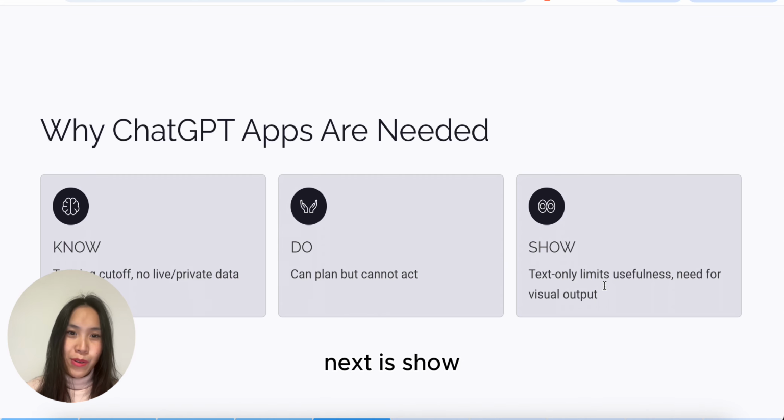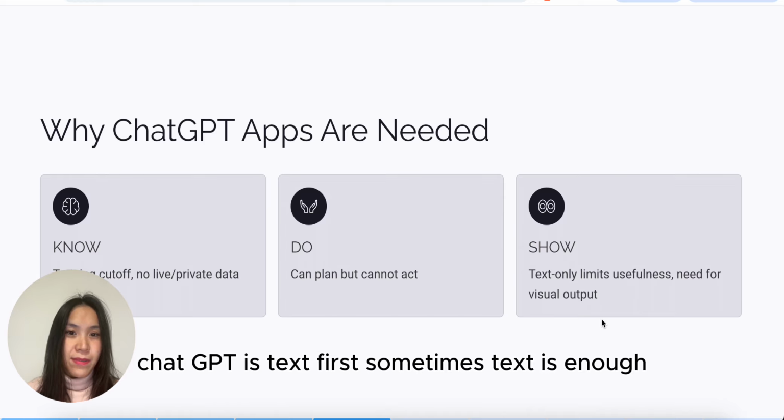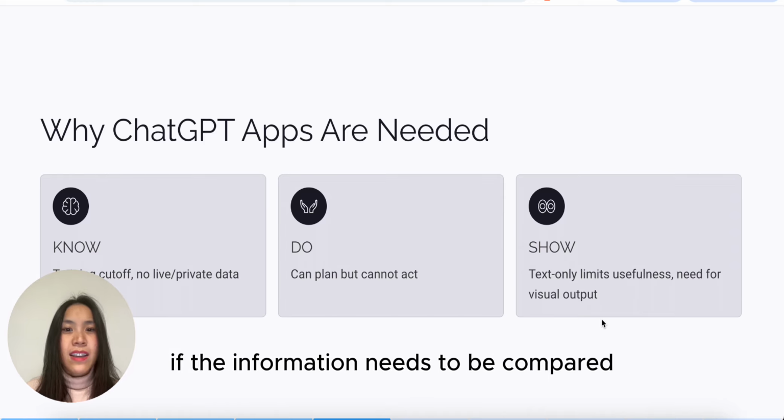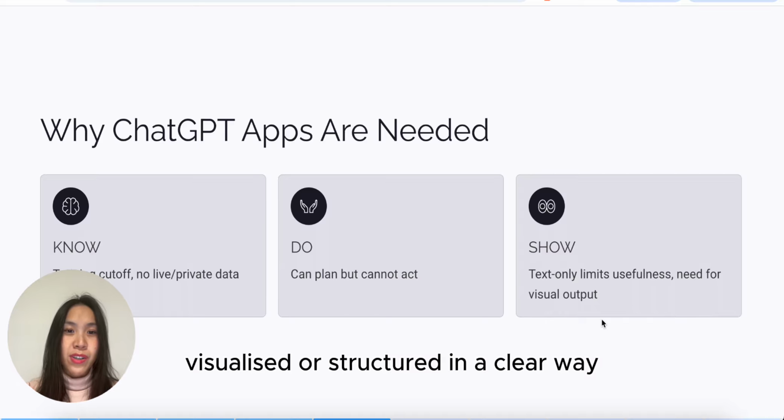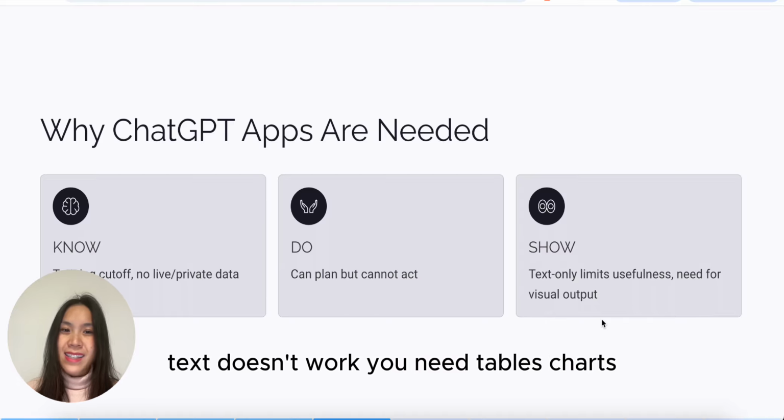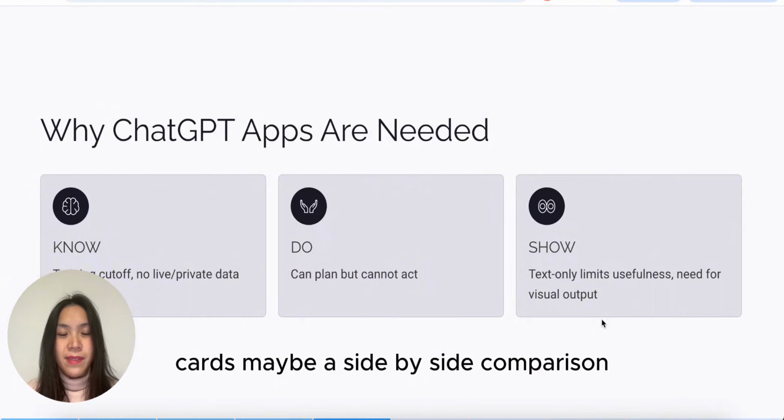Next is show. ChatGPT is text first. Sometimes text is enough, but sometimes it isn't. If the information needs to be compared, visualized, or structured in a clear way, text doesn't work. You need tables, charts, cards, maybe a side-by-side comparison.